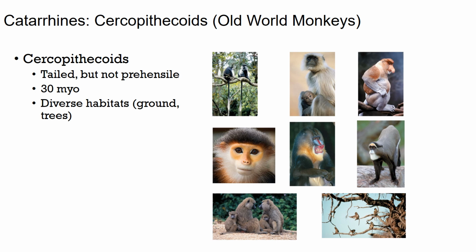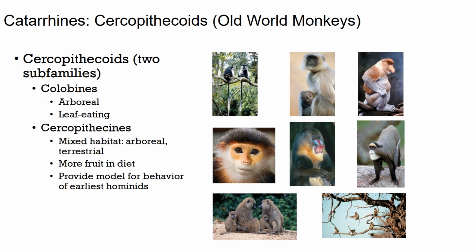And they have diverse habitats. You can find them as arboreal, so you can find them just living in trees, or you can find them in a mix where they're both arboreal and terrestrial. They're able to live both on the trees and on the land. They also have really different diets potentially, so some are leaf eating, others have primarily fruit in their diet. And we use some of these particularly to study behaviors of early hominids because they are along a nice point in the family tree where we'd like to see if they have certain behaviors that we can identify in the fossil record.